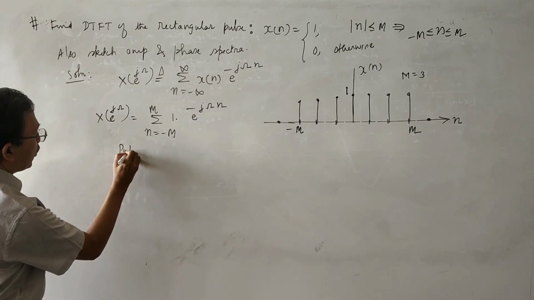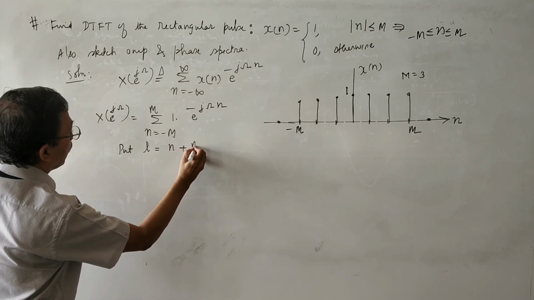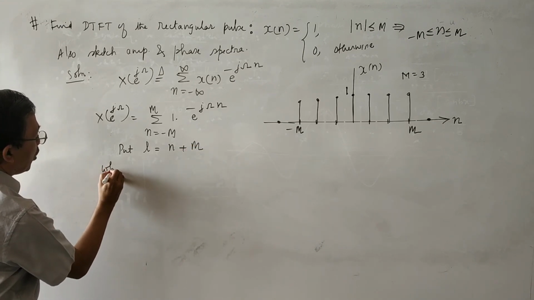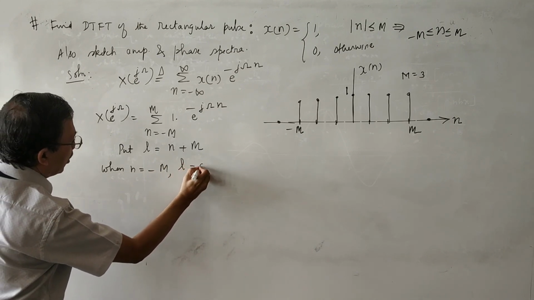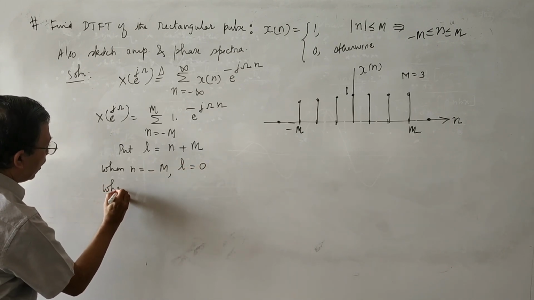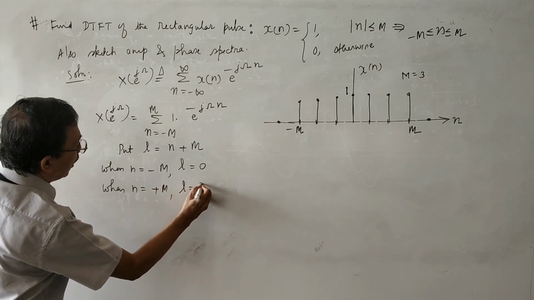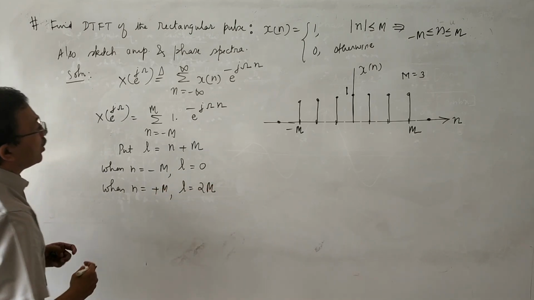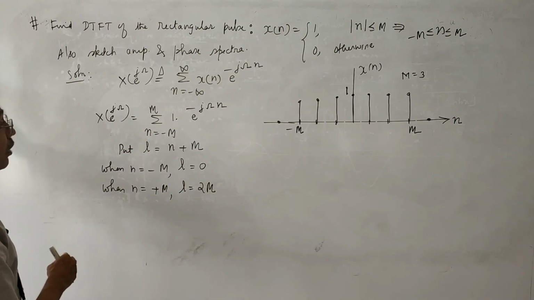Therefore, we use a substitution. Put n is equal to n plus m. When n equals minus m, L equals 0. When n is equal to plus m, what is L? L is 2m.